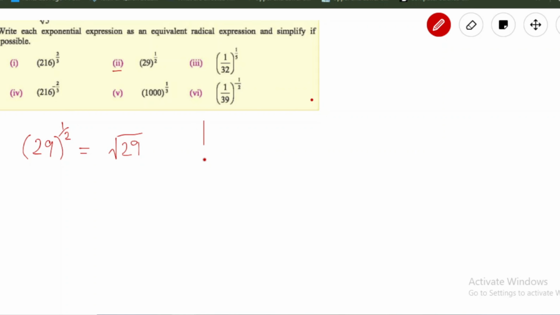Then we have the question 1 over 32 raised to the power 1 over 5. To write 1 over 32 raised to the power 1 over 5 in radical form, we know the numerator has 1 but the denominator has 5. It means it's the fifth root, so we can write it as the fifth root of 1 over 32. So that's the radical form of this expression.